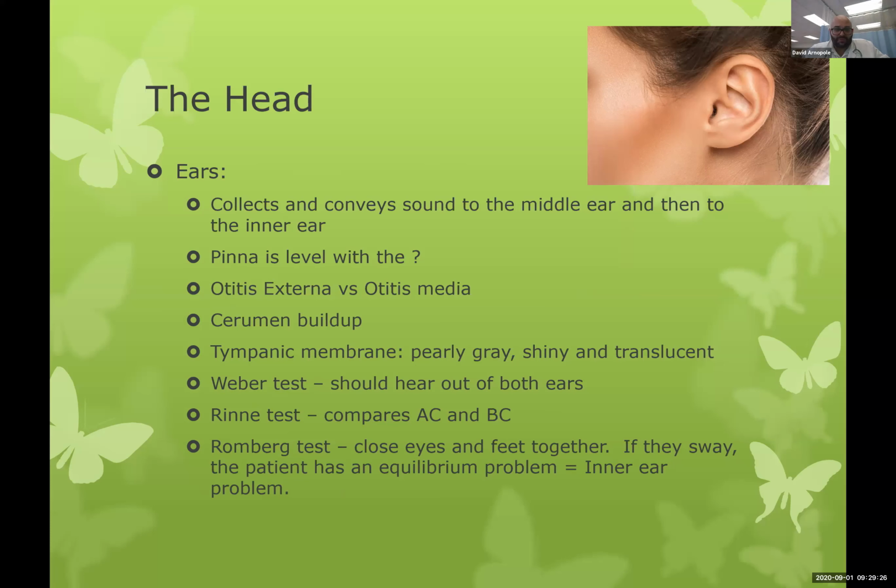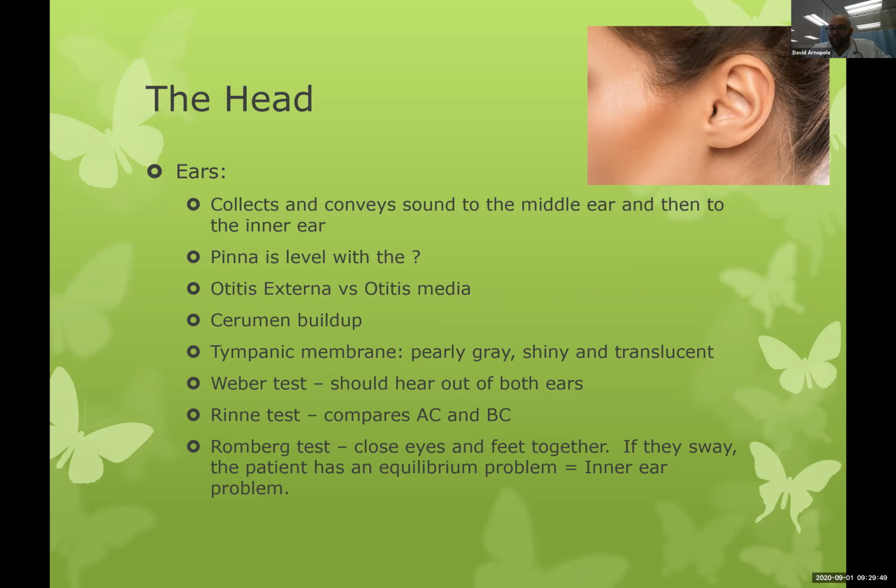It helps with sound. What is the pinna normally level with? The top of the pinna of the ear, specifically. It's level with the outer canthus, or lateral canthus, of the eye, not the eyebrow. So if you put your finger straight across, it should go there.